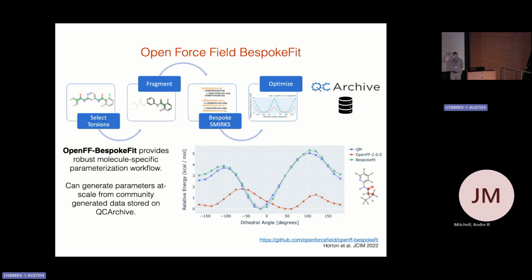So we, led by Josh Horton in the audience, developed OpenFF BespokeFit as a means to supplement the parameters with bespoke molecule-specific parameters. So the idea here is that a molecule comes in and all of the rotatable bonds are identified. The molecule is fragmented around each rotatable bond to include as much of the chemical environment as is necessary, but no more. Bespoke SMIRKS patterns are assigned to the bond, and these are transferable back into the parent at the end. And then we do all of the usual reference quantum mechanical scans and parameter fitting.